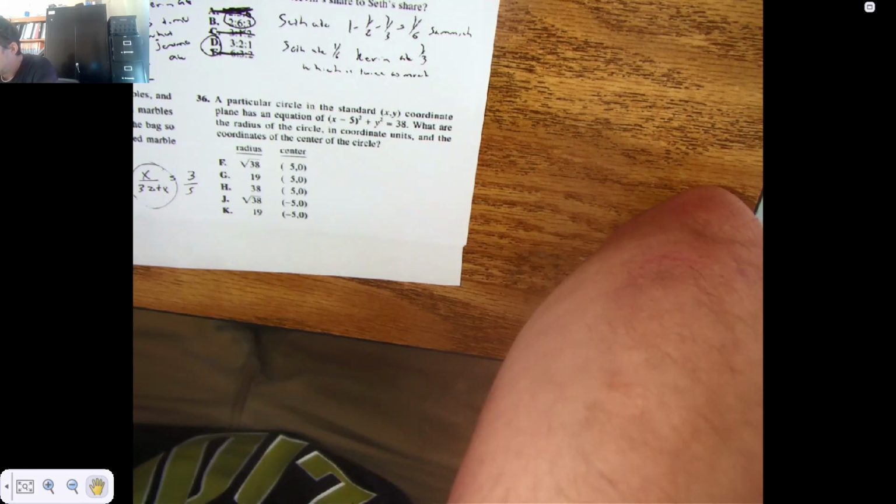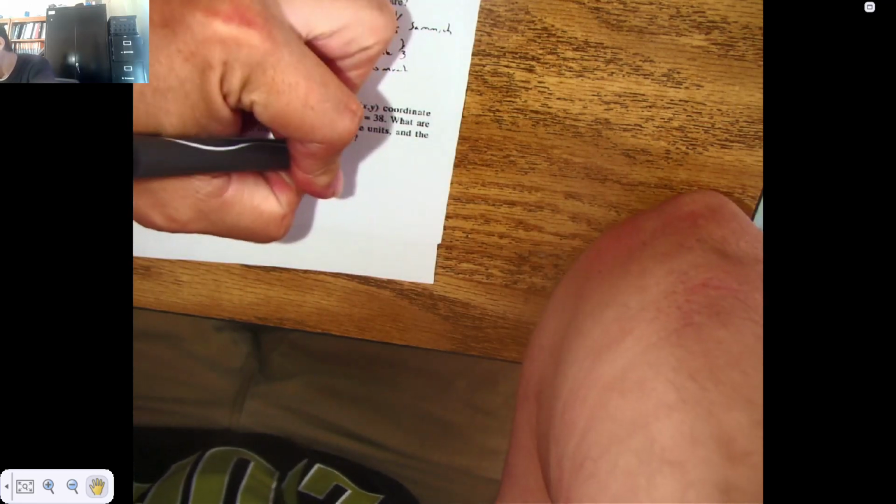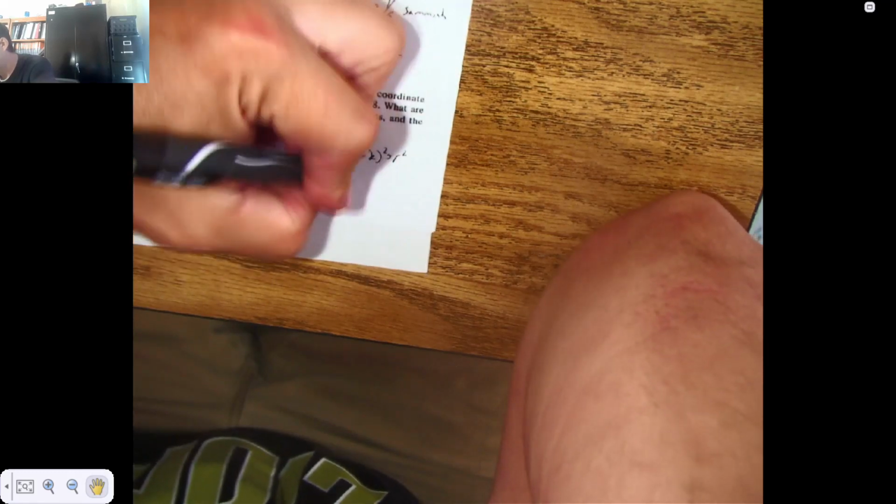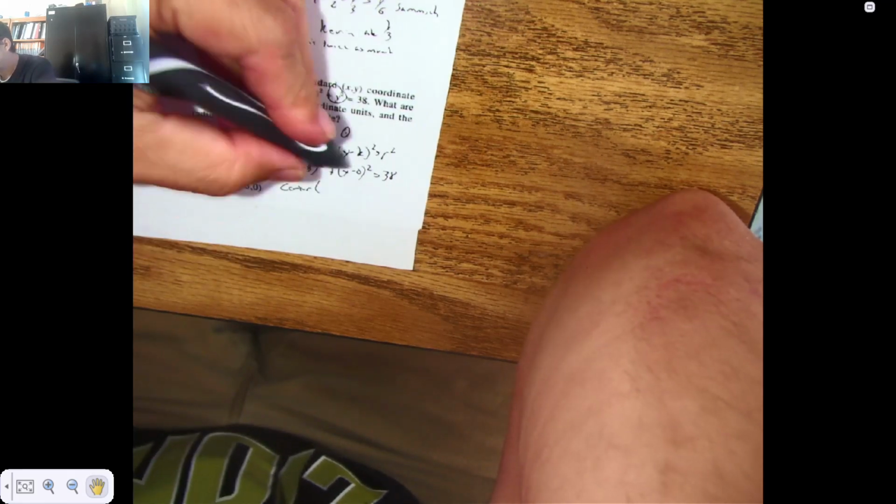All right, a particular circle in the standard xy coordinate plane has the equation (x minus 5) squared plus y squared equals 38. What are the radius of the circle in coordinate units and the coordinates of the center? So your standard form of a circle, Ms. Cantrell taught you this last year, is (x minus h) squared plus (y minus k) squared equals r squared. And I'm just going to line up with what I have. This I'm going to rewrite as (y minus 0) squared because it's the same thing. And my center is going to be at (5, 0).